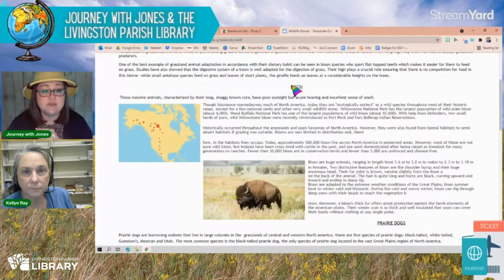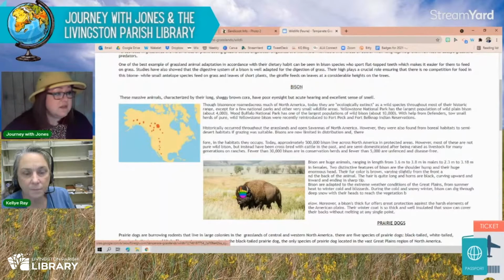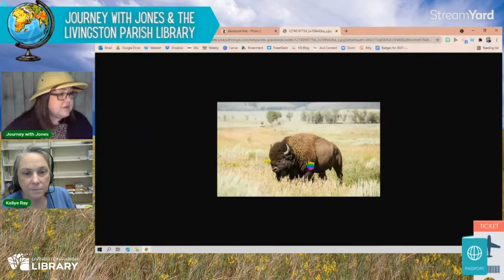Fortunately, we still have several American bison, American buffalo, in the United States. There are, like I said, 2 species of bison still existing today. They are the largest terrestrial animals in the United States. Let's see if I can click on this and get a better picture. So you can see they're covered in fur. They have horns. They're quite large.